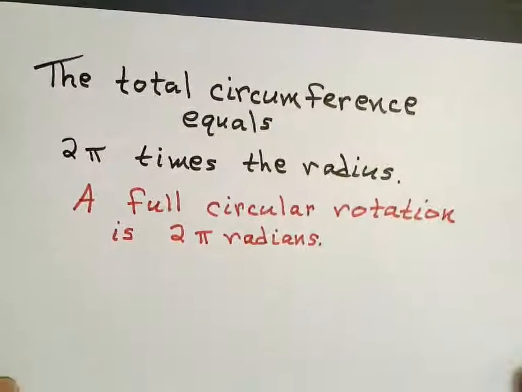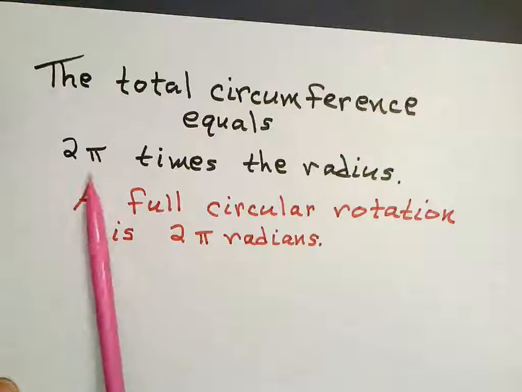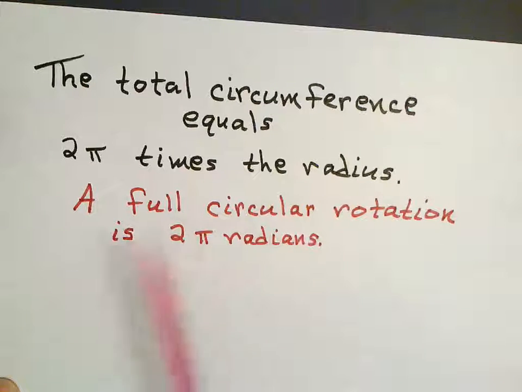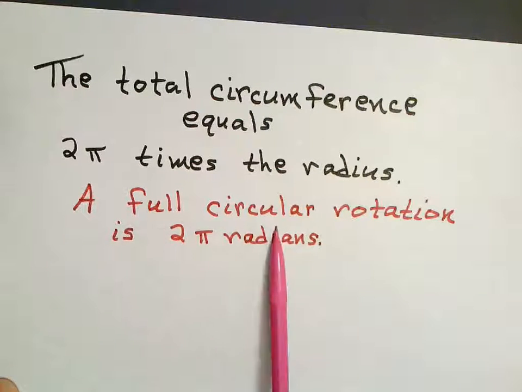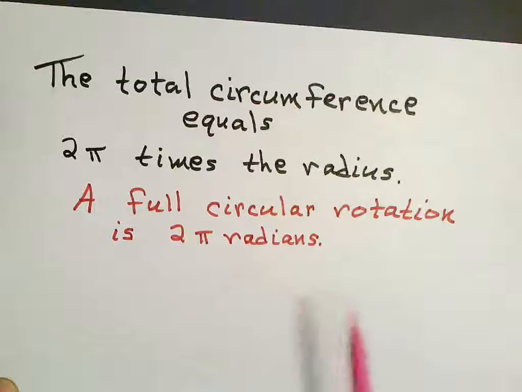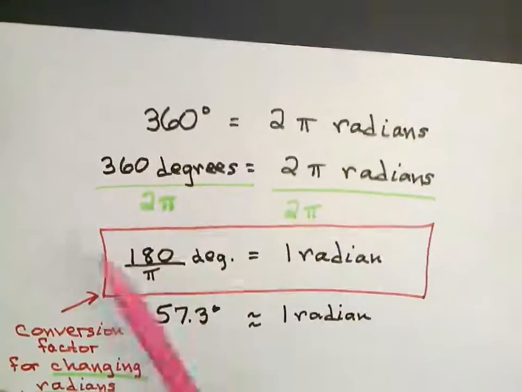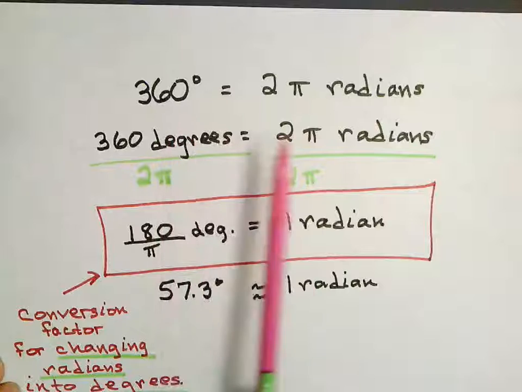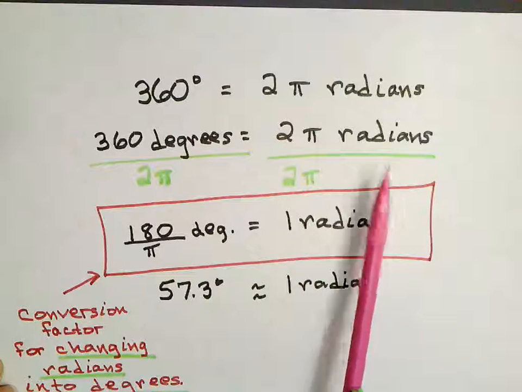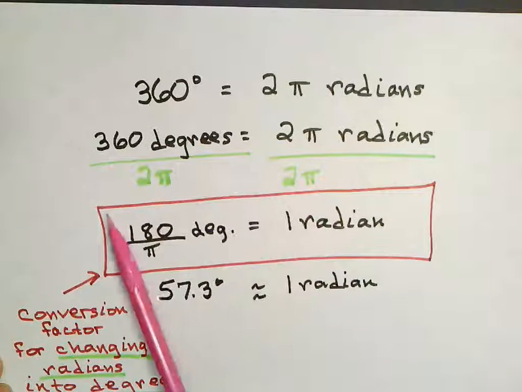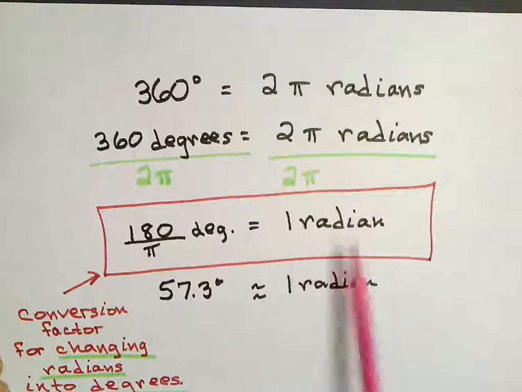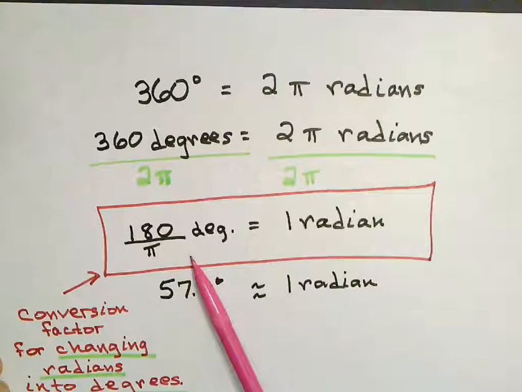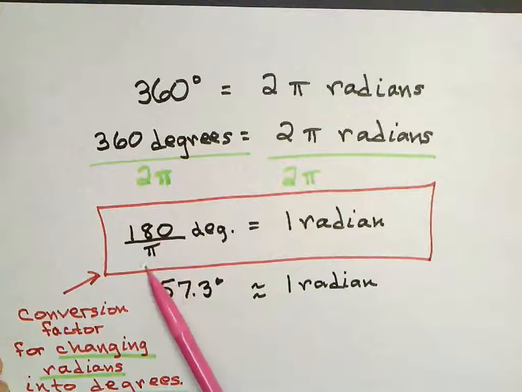The total circumference equals 2 pi times the radius. In other words, a full circular rotation is 2 pi radians. Now, that means that 360 degrees is the same thing as 2 pi radians. If we divide each side by 2 pi, we end up with 1 radian is equal to 180 divided by pi degrees.